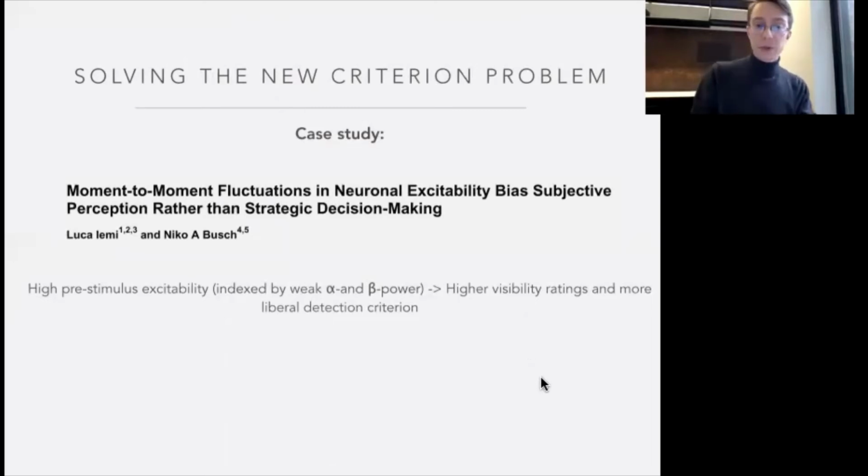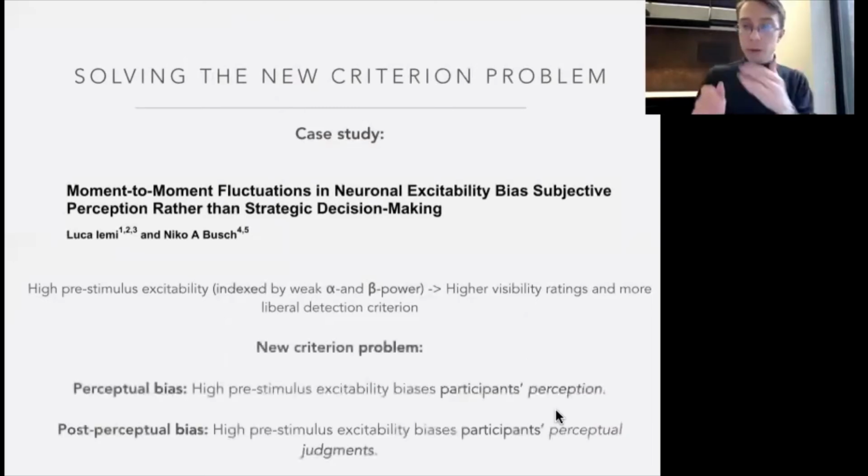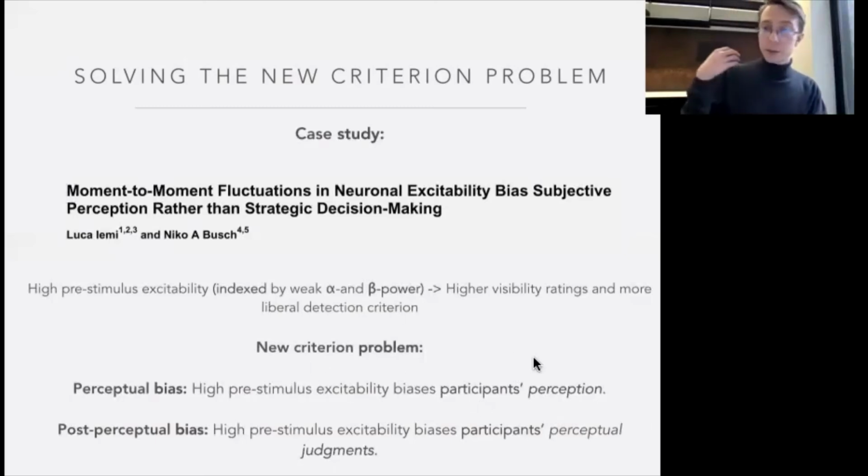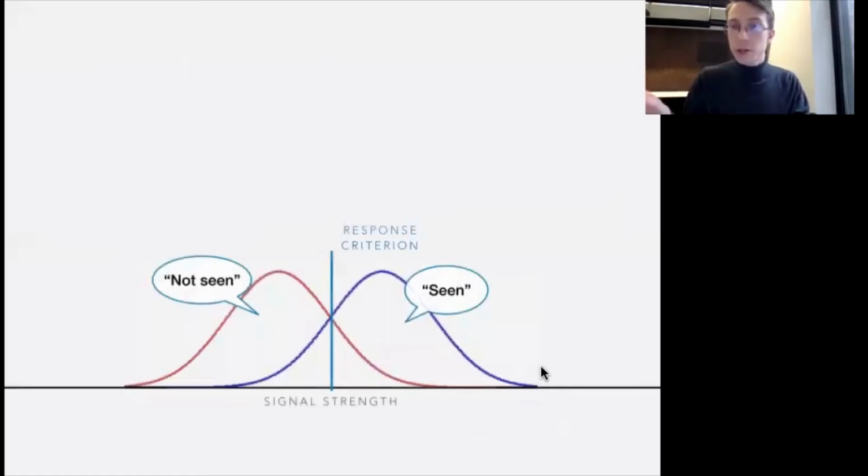Now, we've seen that we could have two interpretations of this. One hypothesis is that high pre-stimulus excitability will change your tendency to respond that the stuff is present or that it's more visible. A different hypothesis is that it will change your tendency to perceive the stimulus. So in one case, high pre-stimulus excitability causes a perceptual bias. In the other case, it's a post-perceptual bias. And we don't know which one is right.